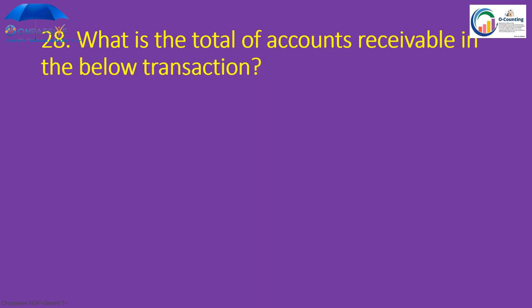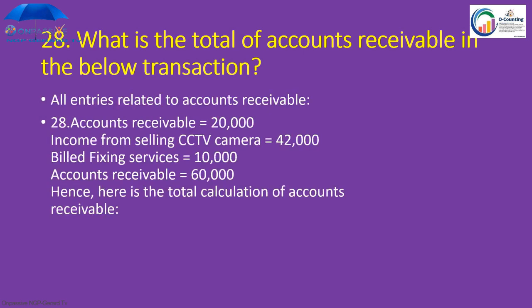What is the total accounts receivable in the below transaction? All entries related to accounts receivable. Accounts receivable equals 20,000. Income from selling CCTV camera, 42,000. Billing fixing services, 10,000. Accounts receivable, 60,000. Hence, the total calculation of accounts receivable is 20,000 plus 42,000 plus 10,000 plus 60,000 equals 132,000.